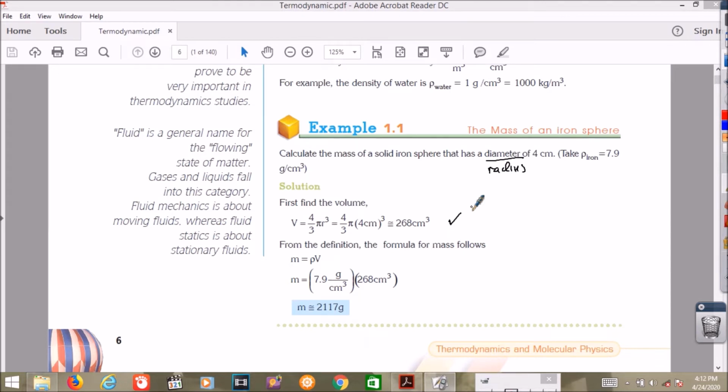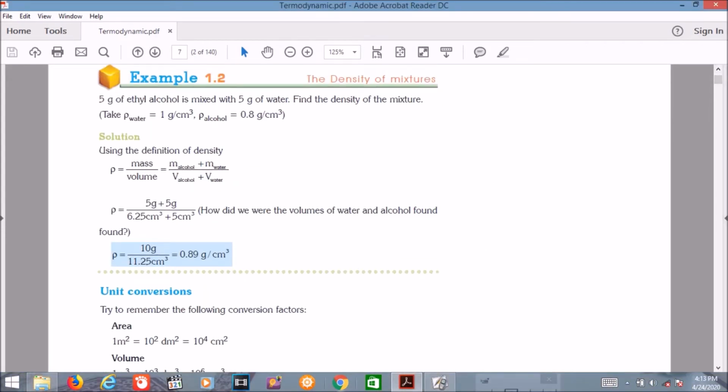And then from the definition, the formula for mass: if rho is mass over volume, so the mass is rho times volume. The rho is 7.9 from here, and then the volume is 268. If you calculate, you will find it is rounded 2117 gram.